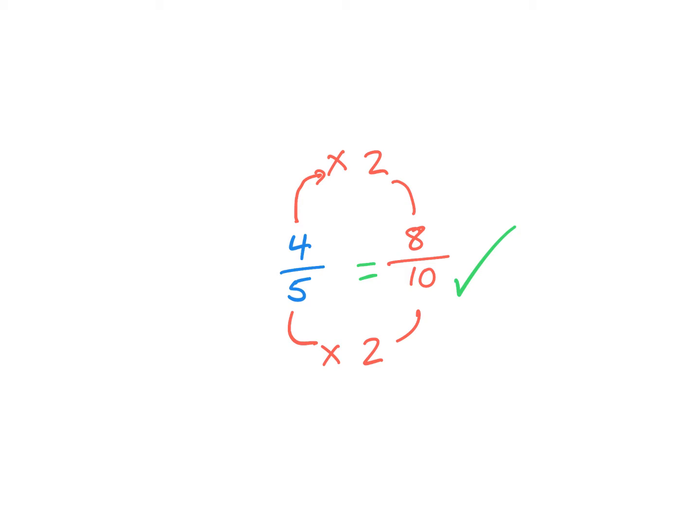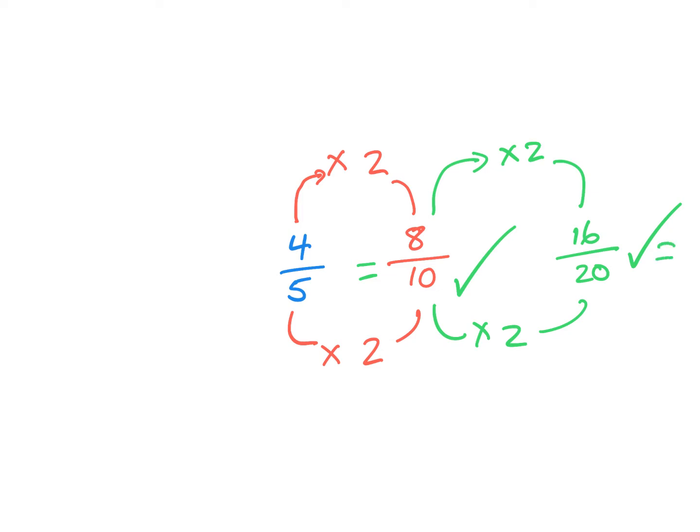I can keep going if I wanted to, to find another equivalent fraction. I can just multiply it by 2 again. So 8 multiplied by 2 gives me 16, and I'm going to multiply 10 by 2, and that's going to give me 20. So 16 over 20 is also an equivalent fraction of 8/10, and it's also an equivalent fraction of 4/5. And we can just keep on going and going.